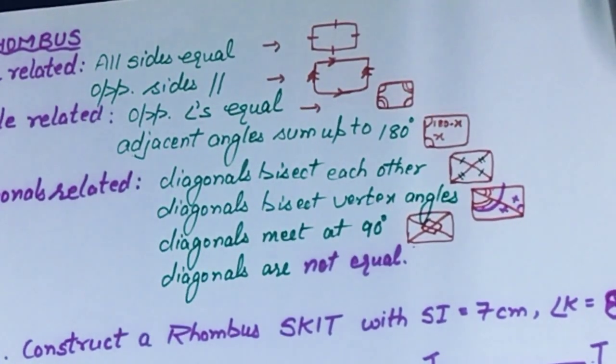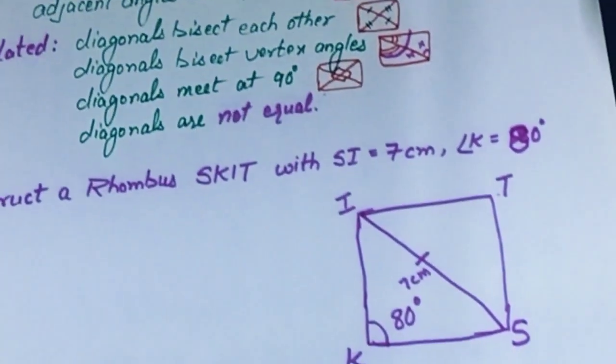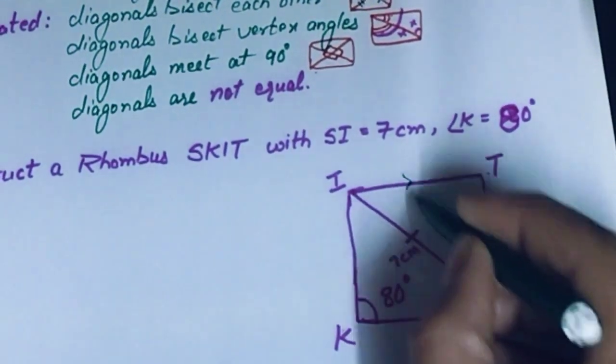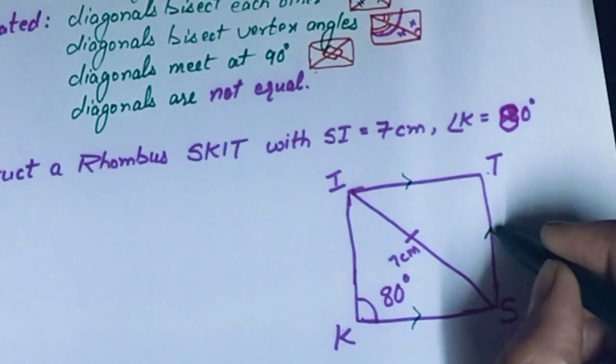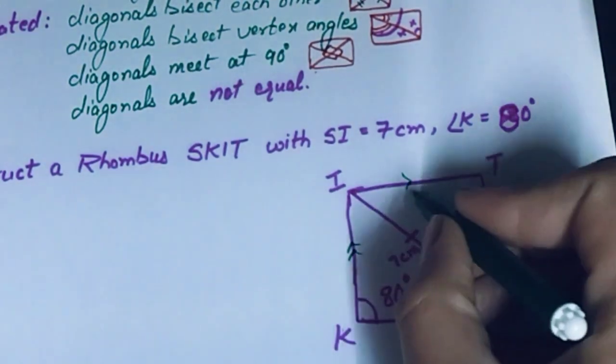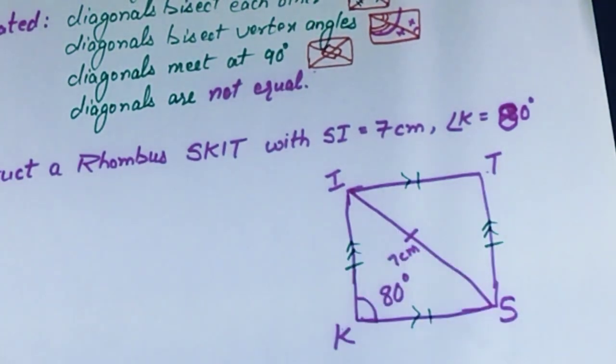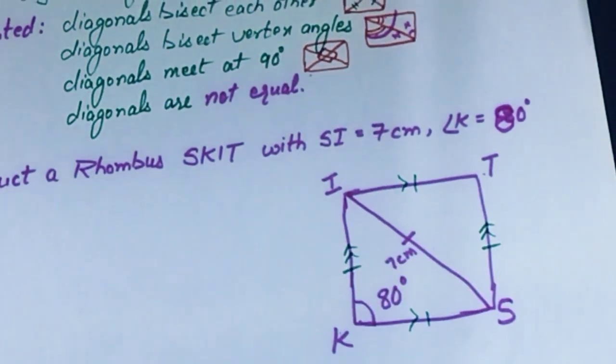Opposite sides are parallel. Yes, the opposite sides are parallel. So you can label it. This is parallel to this, and this is parallel to this. Okay, we can label this also, that they all are equal. We have put the sign of equality and parallelism also.